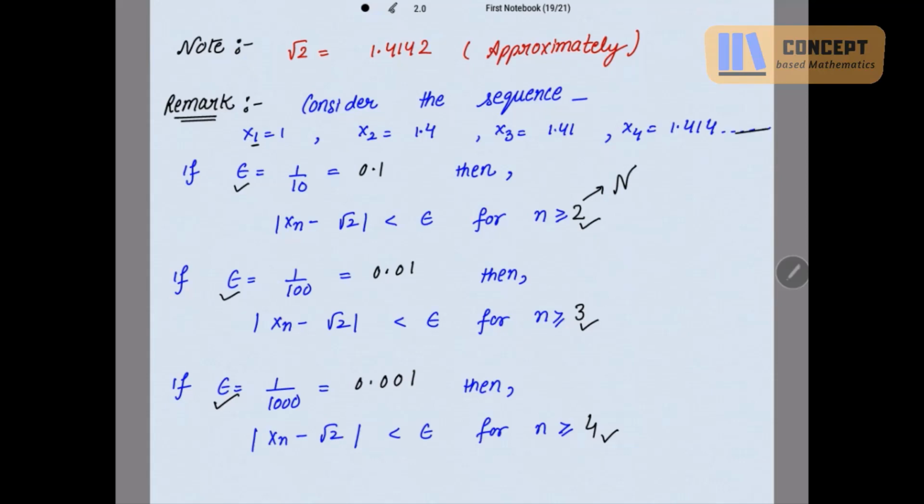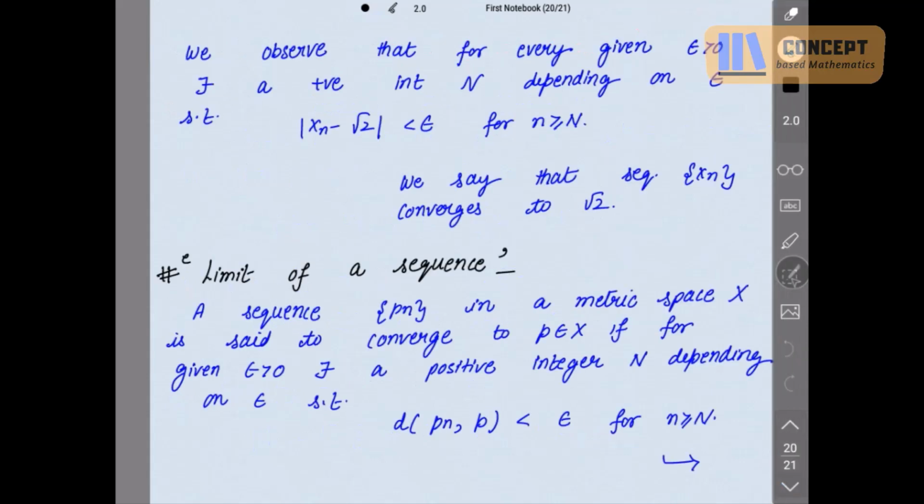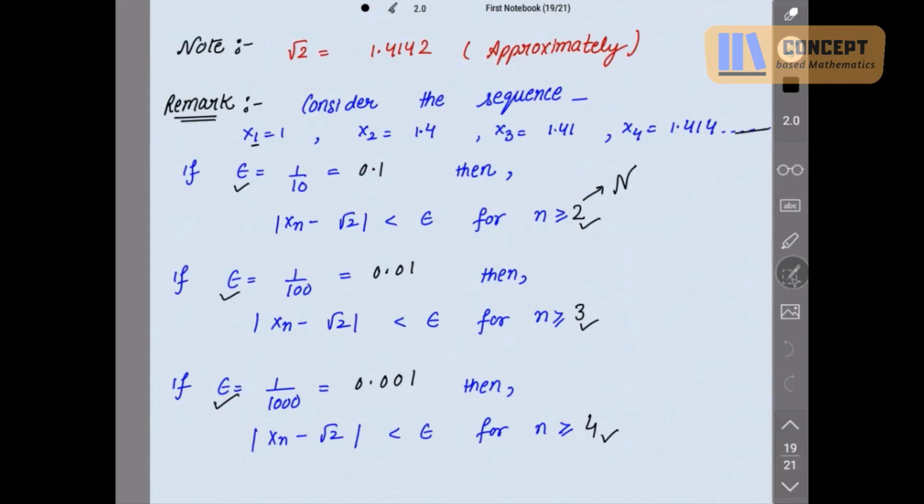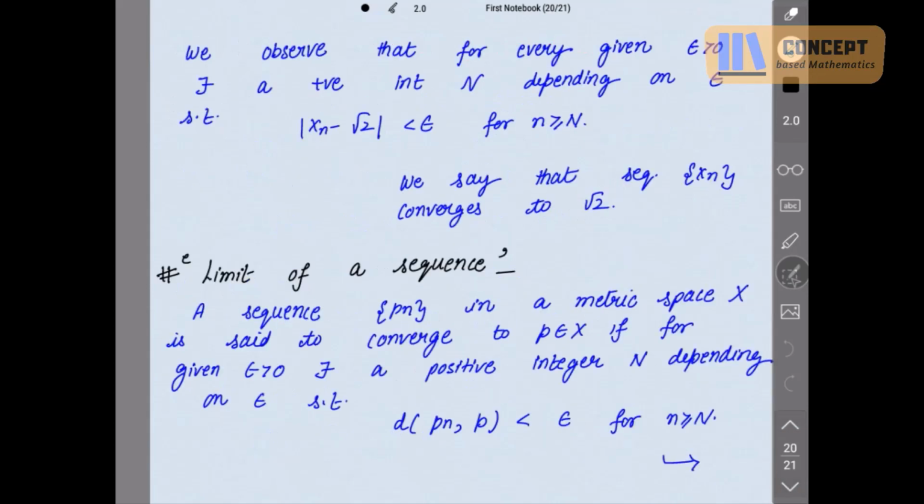Right? So we observe that for every given epsilon positive, there exists a positive integer N, which depends upon epsilon, such that the modulus of xn minus root 2 is strictly less than epsilon for n greater than or equal to N. That means this sequence xn is converging to root 2, right? It is tending to root 2 as n tends to infinity. So we say that the sequence xn converges to root 2.